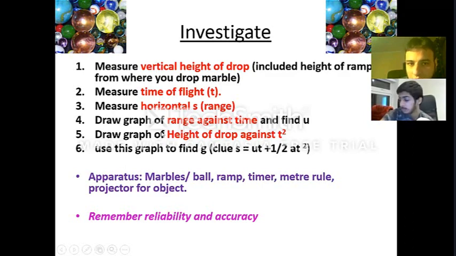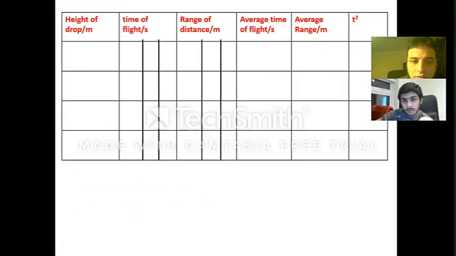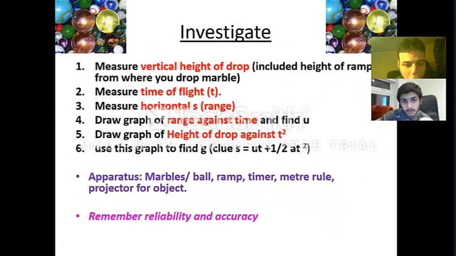Point number 5 is interesting. Draw a graph of height against time squared. Use this graph to find G. Do you see what they're doing here? Using the gradient of the graph. So you're basically having a graph whose gradient you're going to use to find gravity. And I'm going to show you why that works.